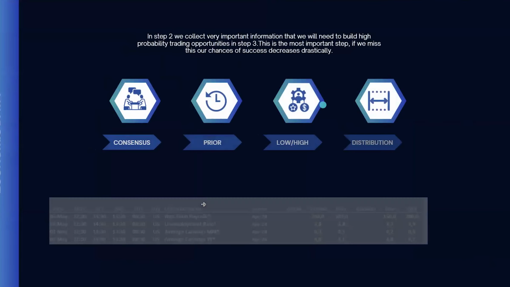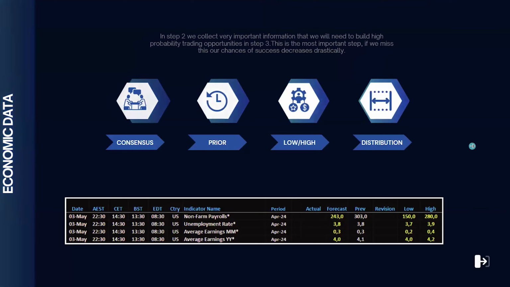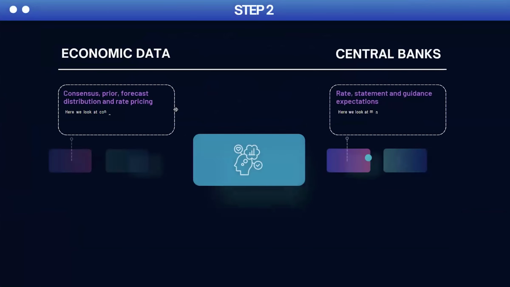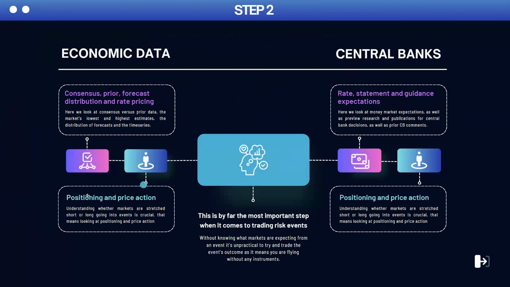Now, again, for this one, we'll be looking at the NFP that took place in May. And because we already went through the process in the prior example with a lot of detail, I'm not going to go through all of the intricate details again. We'll just touch on them briefly. So just like the CPI example, the first one, we need to go through consensus, prior, forecast distribution, rate pricing, and then after that, positioning and price action.